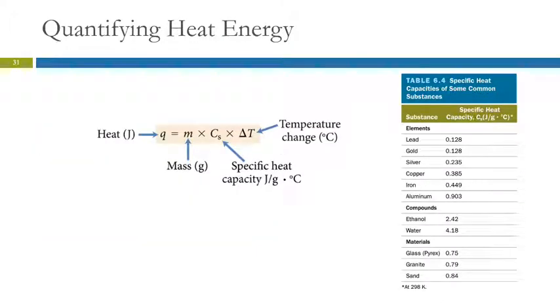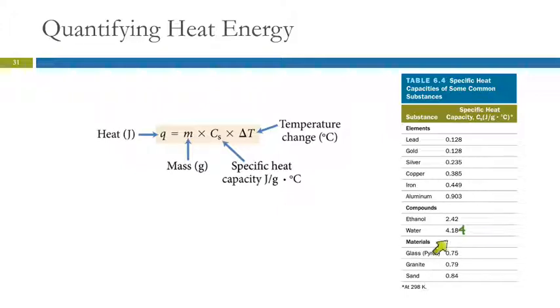Here are some specific heat capacities for several substances. There's some elements here. These are all metals, and we see that their specific heat capacities are quite low, less than 1. Here's a couple of compounds, ethanol and water, and here's some other materials, Pyrex glass, granite, and sand. And water here has a specific heat capacity of 4.18, and I actually want you to add a 4 after that. 4.184. Why throw away significant figures?